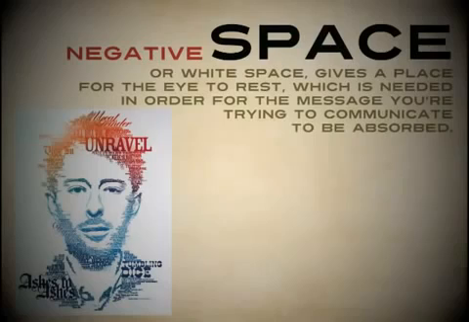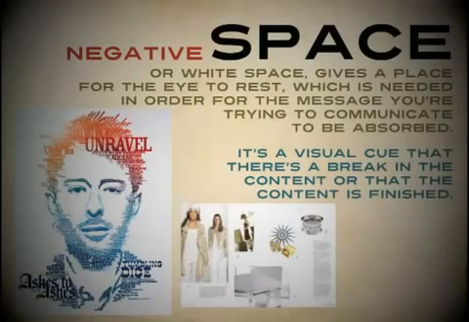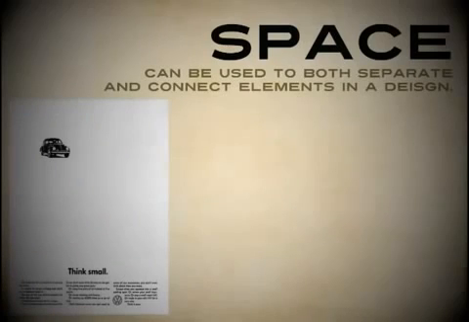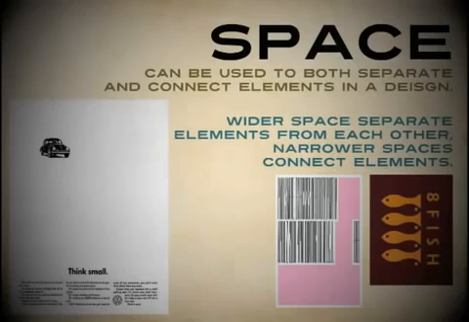Negative space, or white space, gives a place for the eye to rest, which is needed in order for the message you're trying to communicate to be absorbed. It's a visual cue that there's a break in the content, or that the content is finished. Space can be used to both separate and connect elements in a design. Wider spaces separate elements from each other. Narrower spaces connect elements.